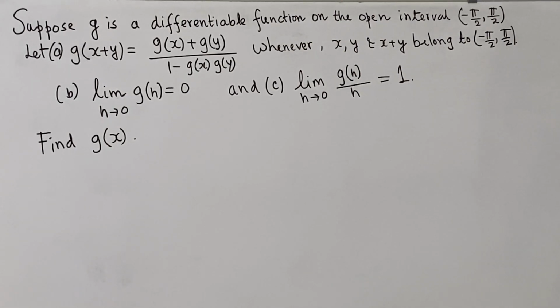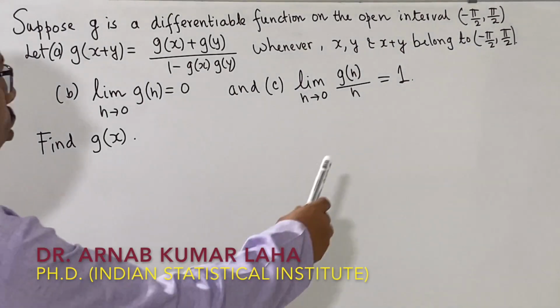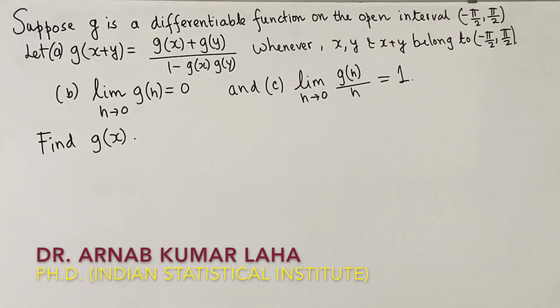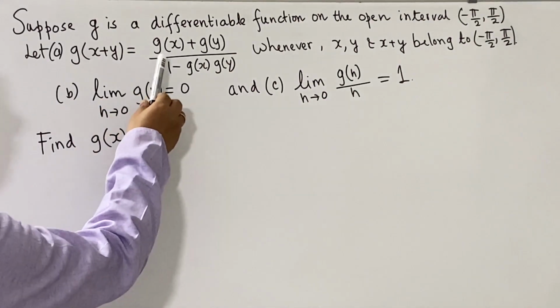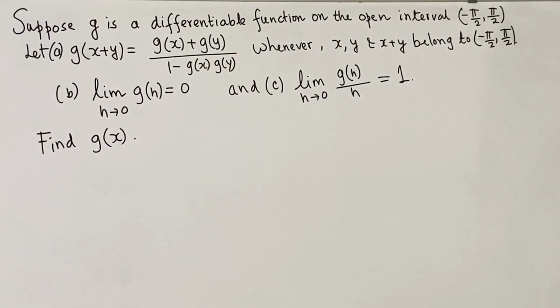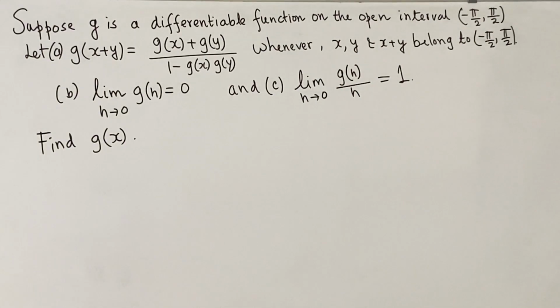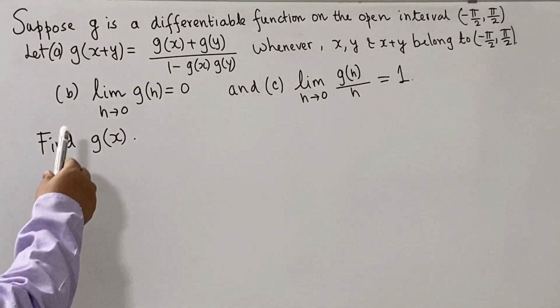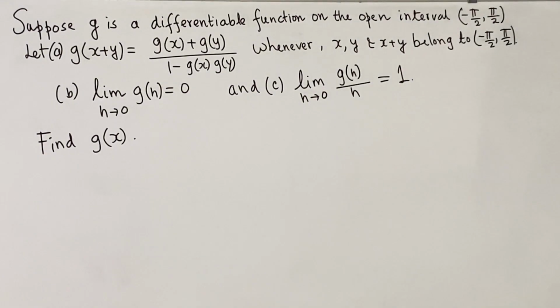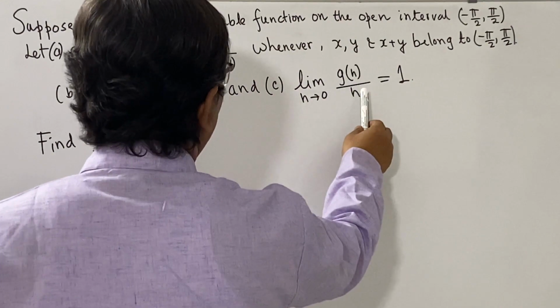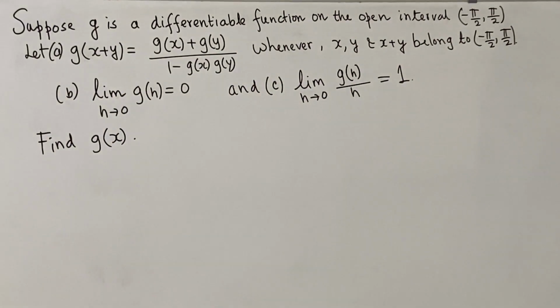In this edition, we are looking at this problem. Suppose we are given a differentiable function g, which is defined in the open interval minus pi by 2 to pi by 2, and this function g satisfies these three properties. The first property is that g of x+y is equal to gx plus gy divided by 1 minus gx gy, whenever x, y, and x plus y all belong to this open interval minus pi by 2 to pi by 2. Limit h goes to 0, gh is equal to 0. And finally, limit h goes to 0, gh by h is equal to 1. What is this function gx?